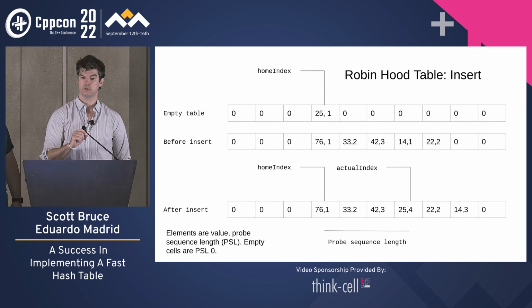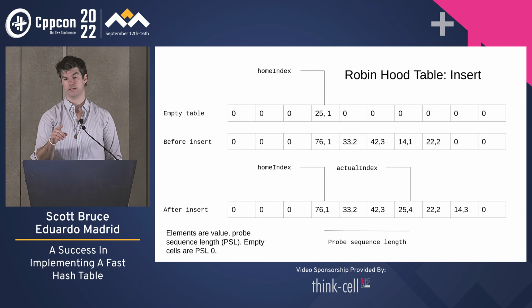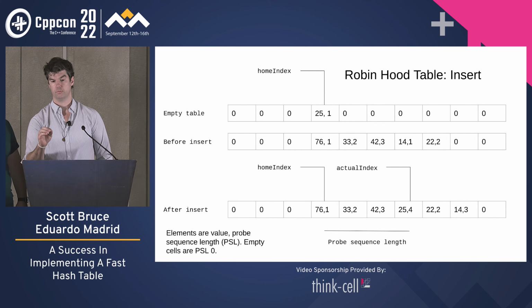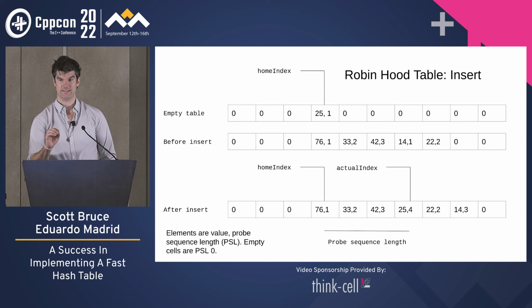Now, if you go to insert and the table contains elements in your home index, you have to start your scan. So you begin your scan at your home index, in this case, the third index. You see a probe sequence length of 1, which matches your probe sequence length, but there's a different key involved. So you go to the next one, you see that it's full. You go to the next one, you see that it's full. At this point, your probe sequence length is 3. And so your probe sequence length is equal or greater to the probe sequence length in the table, which means you cannot yet insert.